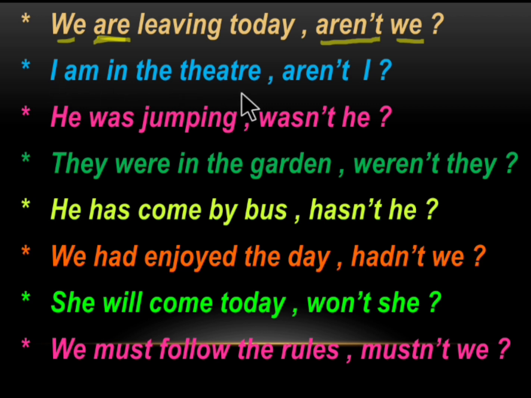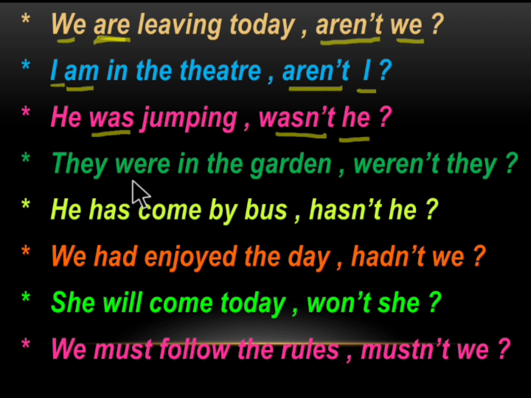Next, I am in the theatre. Am is the auxiliary verb. The negative contraction, that is am plus not, is aren't. And I is the pronoun given here, so I, aren't I. He was jumping. Here was is the auxiliary verb, jumping is the main verb. So the negative form of was is wasn't, was plus not, that is wasn't, and he is the pronoun here, so he, wasn't he.